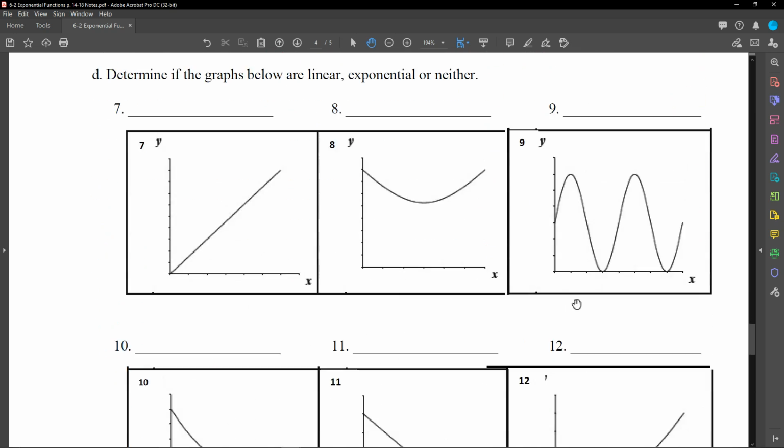Now let's determine from the graphs whether they're linear, exponential, or neither. Now for number 7, this is a straight line. It's increasing all the time. This is linear. For number 8, notice what's going on with the graph. We decrease, and then we reach this point, and then it begins increasing. So this is neither. Both linear and exponential functions are either always increasing or always decreasing. Or for linear, it could also be constant. For number 9, again, this increases and then decreases and then increases, decreases, and continues. This is neither.